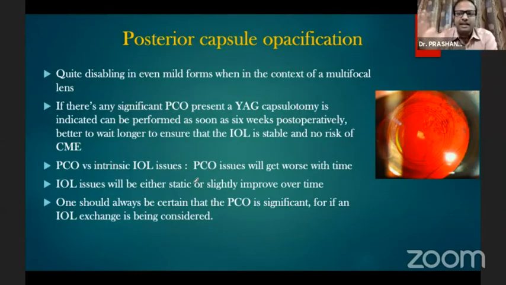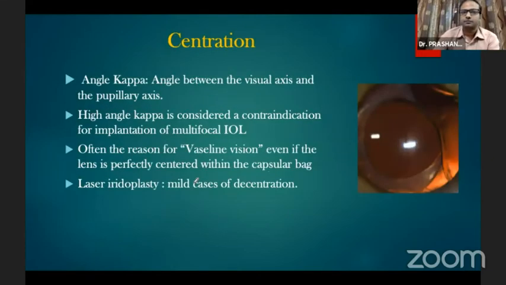We have to be very clear whether it is the intrinsic issue of the IOL or the PCO which is causing the problem. Because if there is an intrinsic issue of the IOL, we have to do an IOL exchange. Once we have done a YAG capsulotomy, the IOL exchange itself becomes very difficult and can have many complications. So we have to be sure whether it is an IOL problem or a PCO before deciding on YAG capsulotomy or IOL exchange.